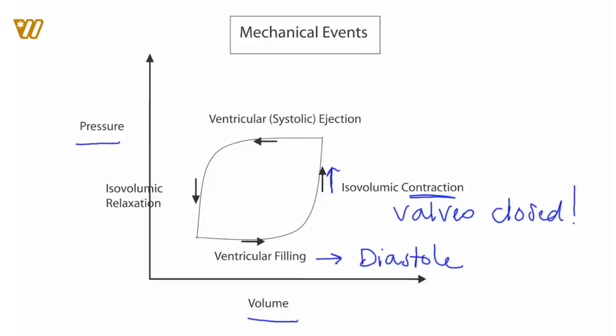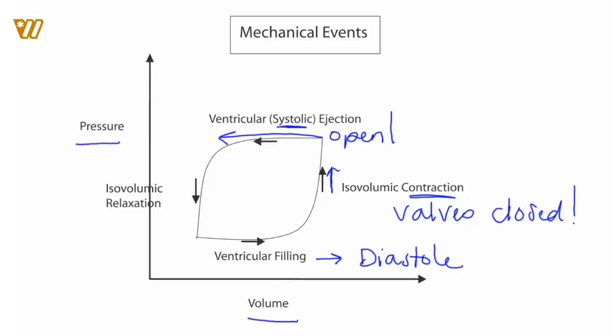Then all of a sudden those valves open and you see a significant decrease in volume, but the pressure stays the same. That is ventricular ejection, or systole. During this time, you then see pressure decreasing, and again, no volume changes.